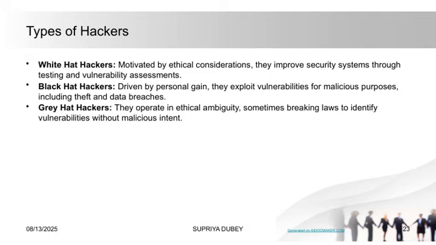Finally, there are gray hat hackers. They operate in a sort of ethical gray area. Sometimes, they might break laws to find vulnerabilities, but not with malicious intent. Instead, they often aim to improve security or expose issues, even if their methods aren't always strictly legal. Understanding these distinctions is key to grasping how various actors influence cybersecurity, and it ties into our overall discussion on protecting digital assets.